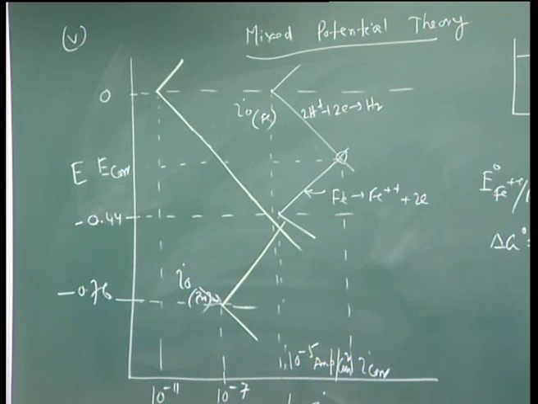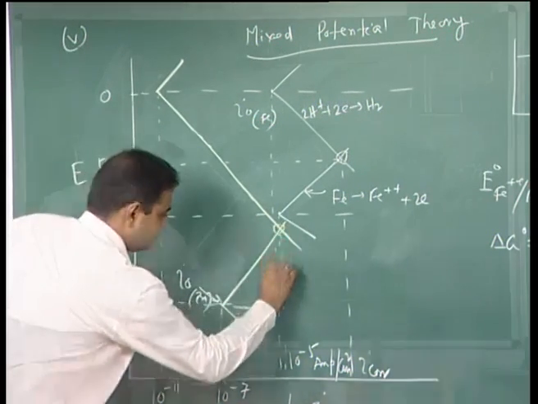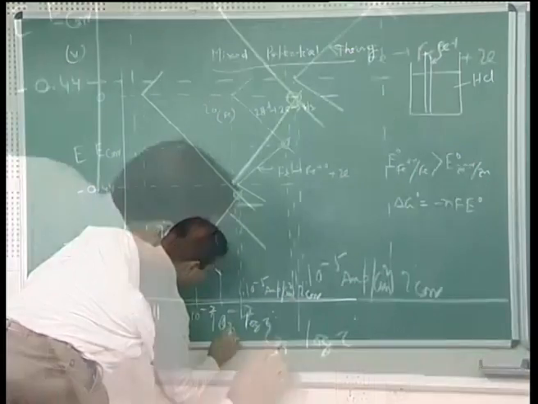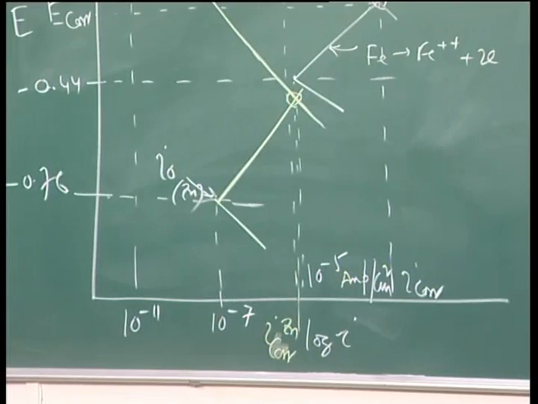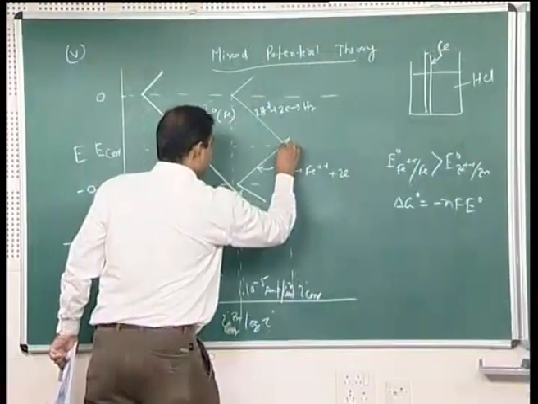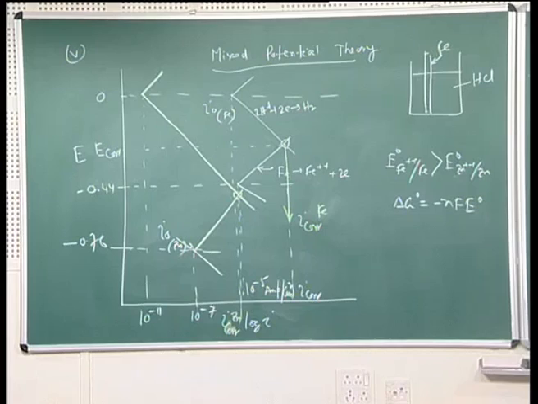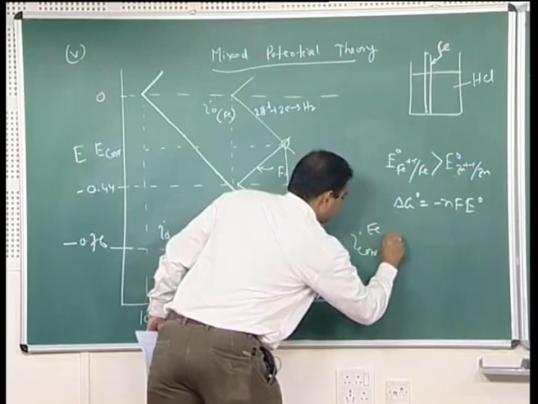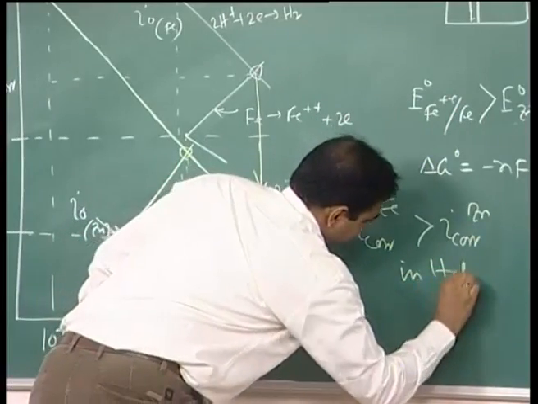So, which one is the point here where you have rate of electron consumption and rate of electron generation, both the rates are same. So, this is the point. This value, this is I core zinc, and which one is I core for iron? This is my I core iron. So, which one has the higher value? I core iron is greater than I core zinc in HCl deaerated.